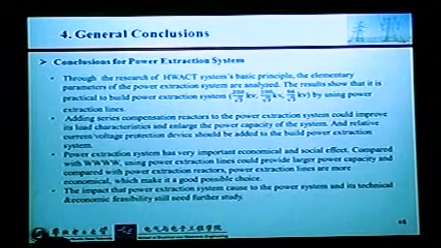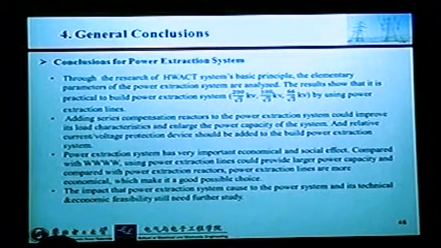The power extraction system has very important economic and social effect. Compared with domestic power, using power extraction lines could provide larger power capacity, and compared with power extraction reactors, power extraction lines are more economical, which makes it a good possible choice. The impact that the power extraction system causes to the power system and its technical and economical feasibility still need further study. Okay, that's all. Thank you.